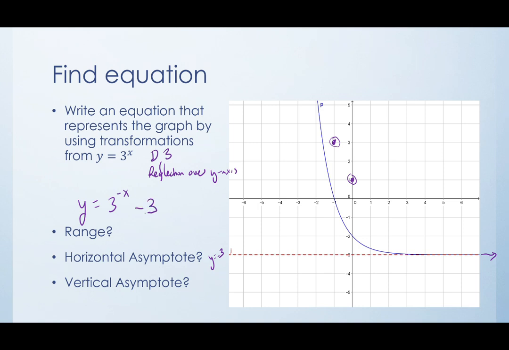All right. So what's our range here? We're going to be going from negative 3, but not including negative 3 because that's a horizontal asymptote that it never reaches, all the way up to positive infinity. I'm going to write our horizontal asymptote a little bit better here, negative 3. Vertical asymptotes, there are none for exponential functions.